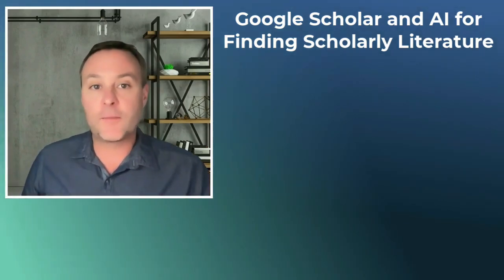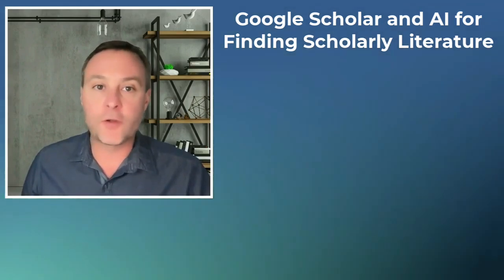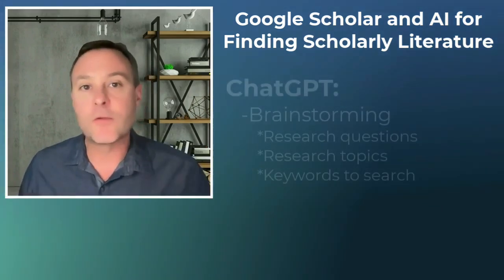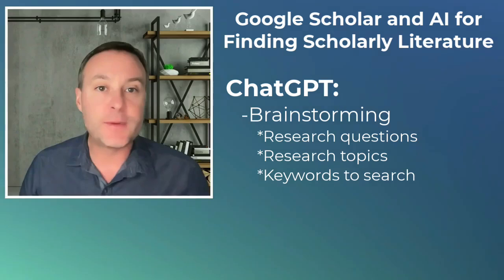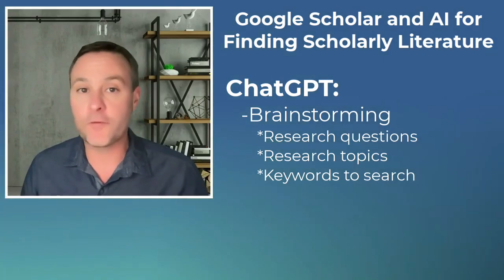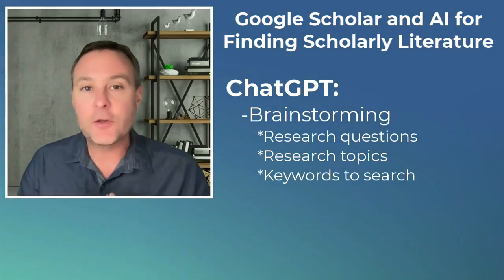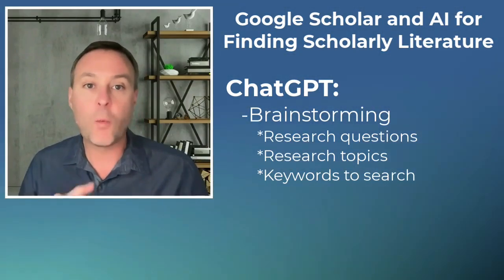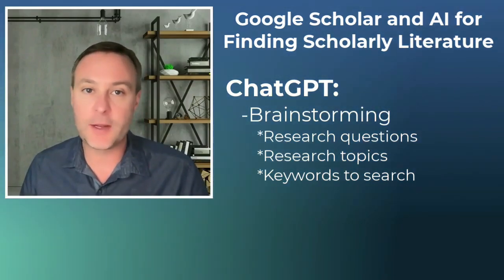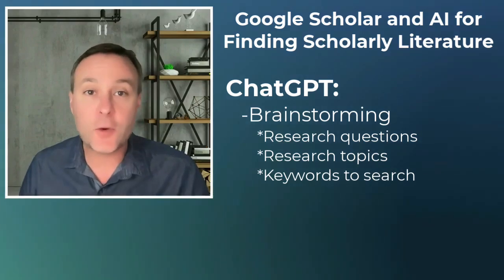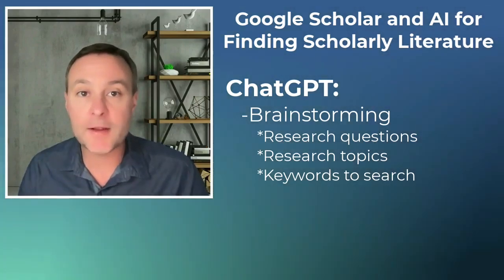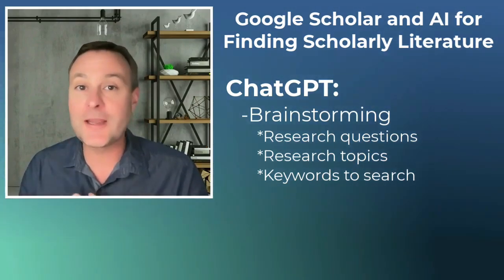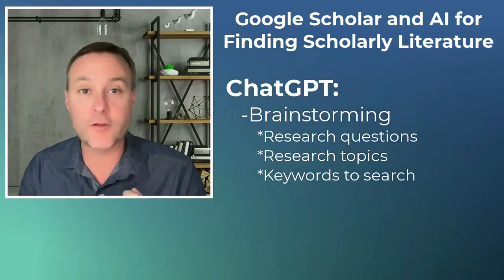Now, let me mention a couple of AI tools that are helpful. The most common one, widely used, widely known right now is, of course, ChatGPT. It is very helpful for research assistants, but you need to know its limitations and some of the tasks it's most helpful for. So one, it's super helpful for brainstorming, especially brainstorming your research questions, research topics, search words or keywords that you should be looking for in Google Scholar.